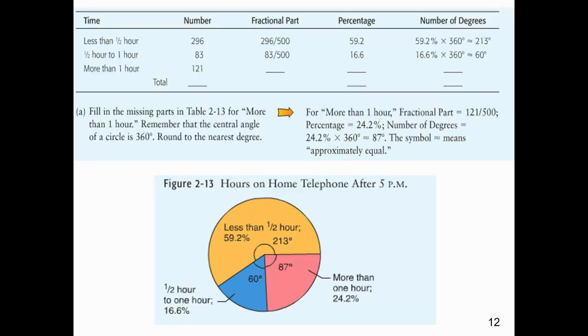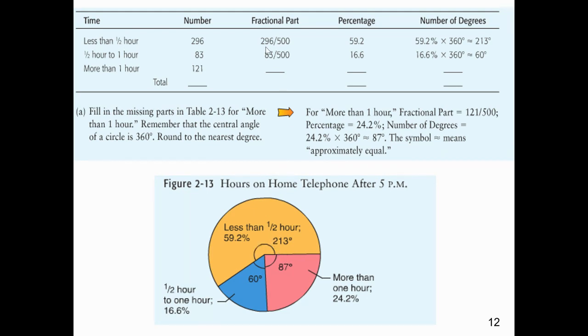And the thing people forget is that to accurately create a circle graph, you have to realize that there are 360 degrees in the circle. So in this particular case, the number of people on the phone for less than half an hour was 296, but there are a total of 500 people. So 296 represented 59.2% of all the people that were surveyed. Now, take 59.2% and multiply it by 360 degrees. That gives me the central angle, what's called in geometry the central angle, of 213 degrees.